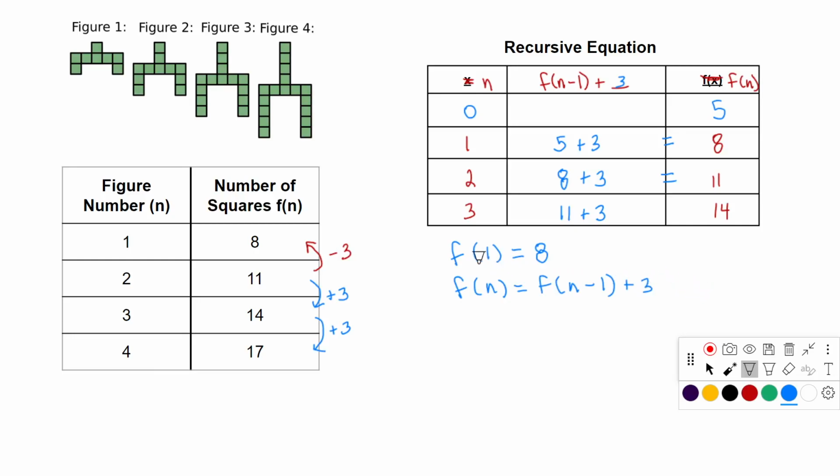You could also write this as f of 0 equals 5, but the rest of it would not change. It would still be f of n equals f of n minus 1 plus 3.